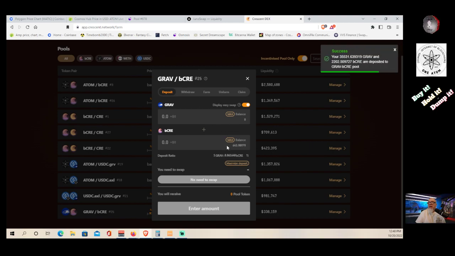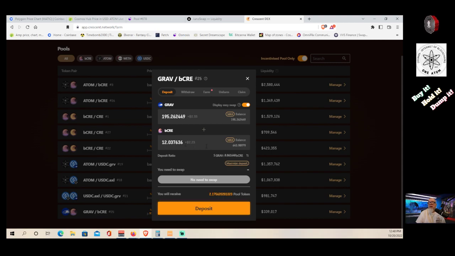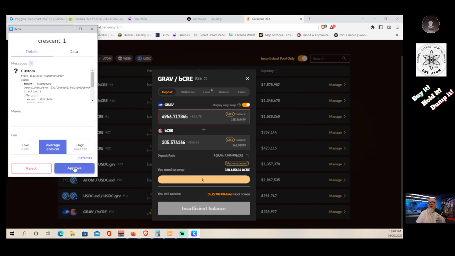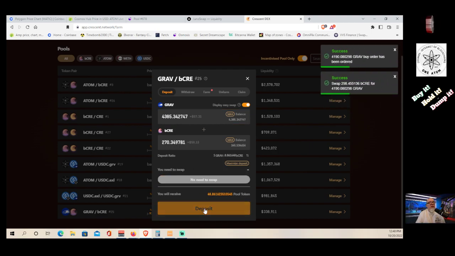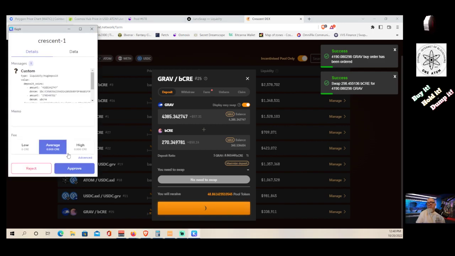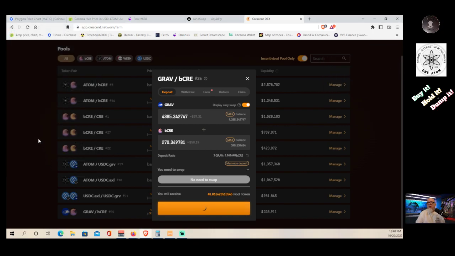And now I'm going to do it again because after this is done, I'm still going to have Gravity Bridge and bCRE left, and I want to make sure I get it all in there. So we're going to maximize the deposit one more time to get the last little crumbs out of this thing here. And same thing, pay the gas. Off it goes. Once it's in, there's no exciting way to do it. And again, guys, I don't edit videos. You get what you get. And we're going to push that one all in there also.